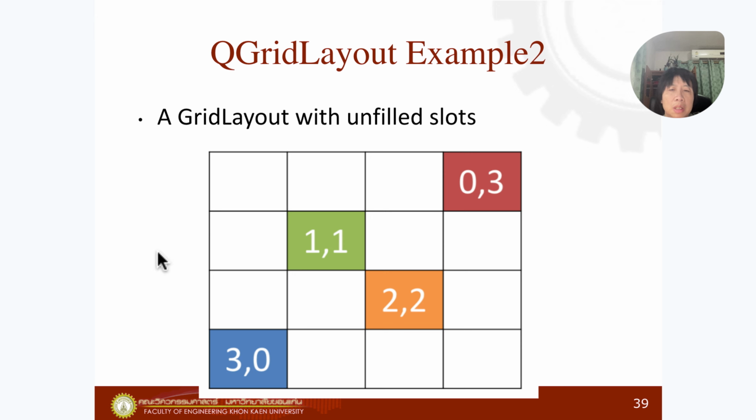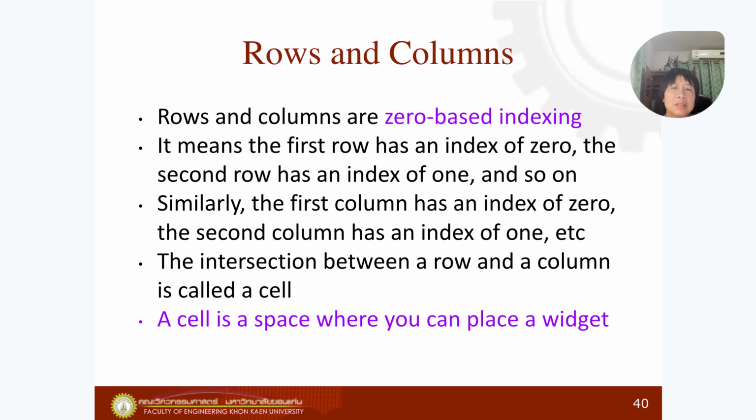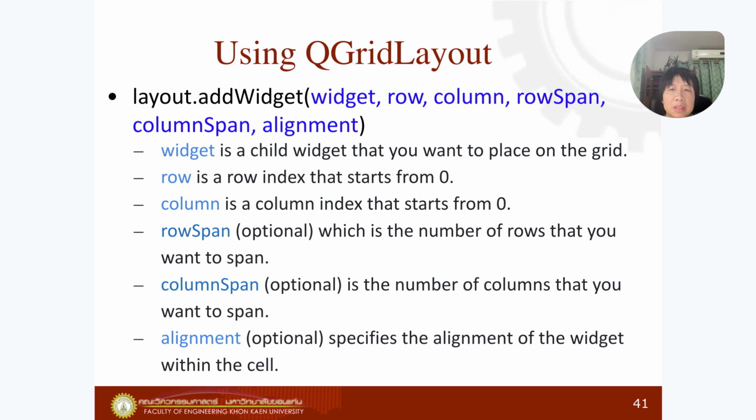And this is at the second row, second column, so the index is 1, 1. Third row, third column, index is 2, 2. Fourth row but first column, so the index is 3, 0. So rows and columns are zero-based indexing. It means the first row has index of 0, the second row has index of 1, and so on. Similarly, the first column has index of 0, the second column has index of 1, and the intersection between a row and column is called a cell. A cell is a space where you can place a widget.